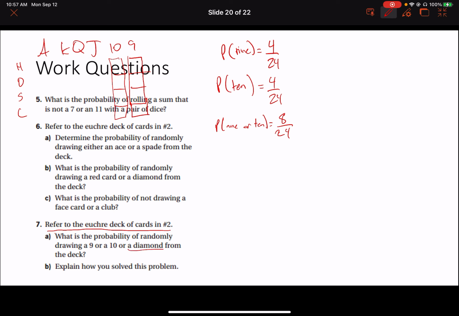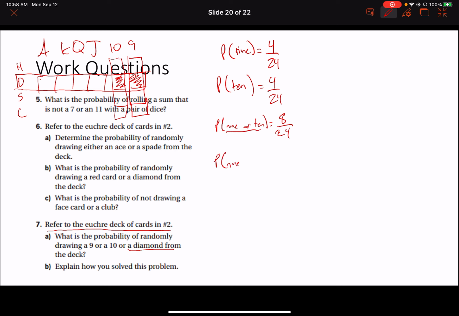Okay, or a diamond. Now, if it's a diamond, it includes this. Now, these are non-mutually exclusive. We got 1, 2, 3, the J, but this is counted twice, right? If we count it there. So what's the probability? We'll take this as one event on its own.